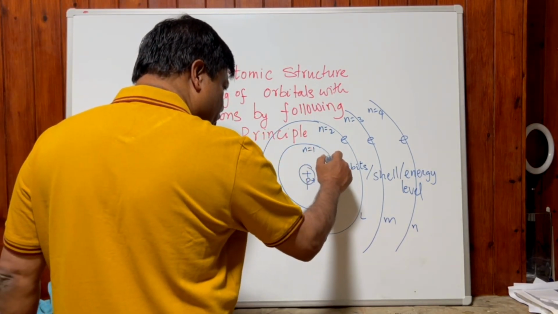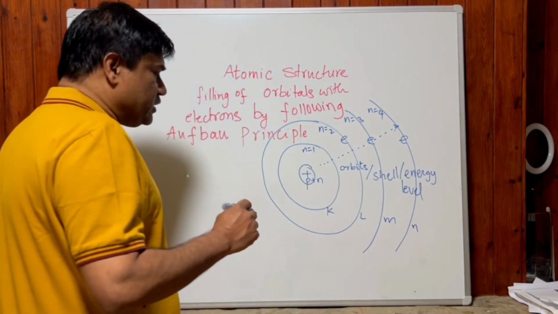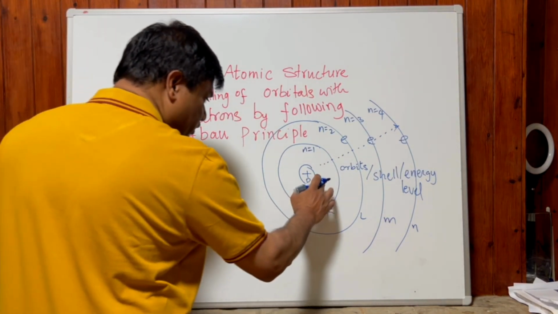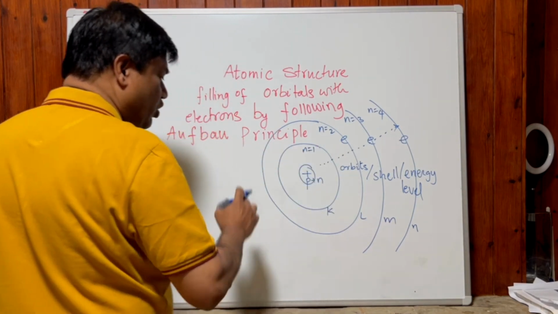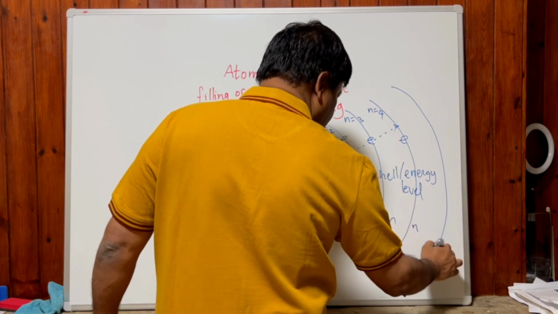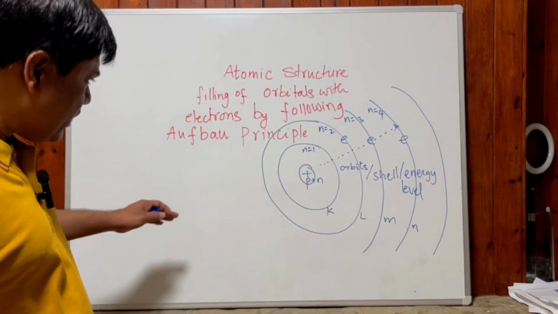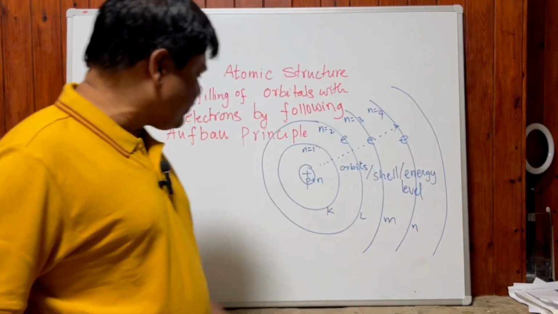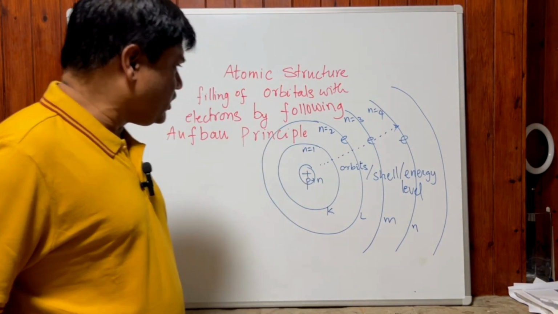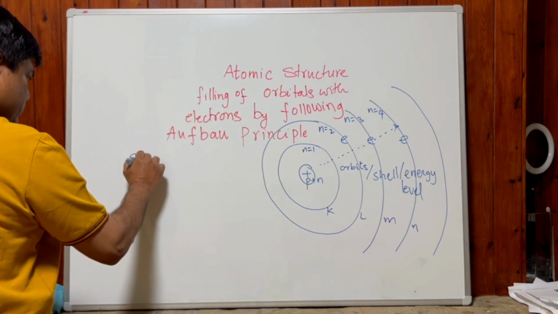When you go away from the nucleus, the energy of the orbit increases. The first orbit has minimum energy, and the maximum energy of the electron in the orbit equals 0 when it is going to infinity. So the energy is negative and is going toward positive. Okay, so this is the first shell.